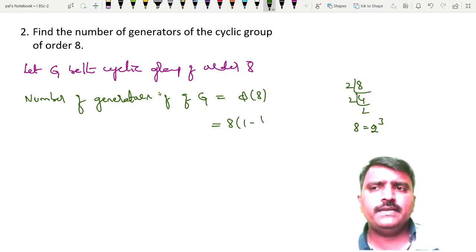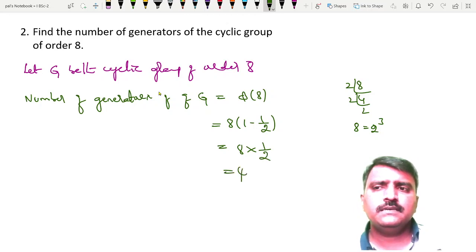So it is 1 minus 1 by 2, which is equal to 8 into 1 minus 1 by 2, which is 1 by 2, equal to 4.